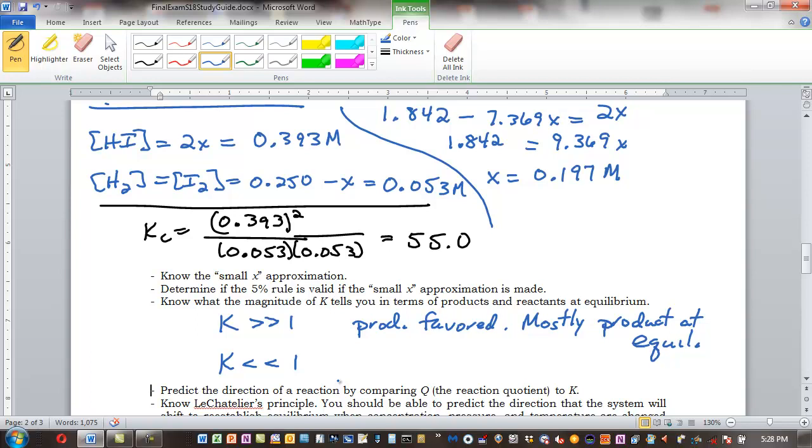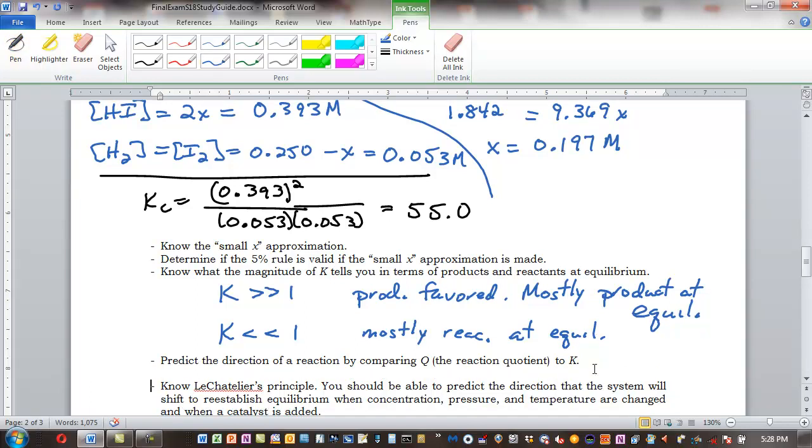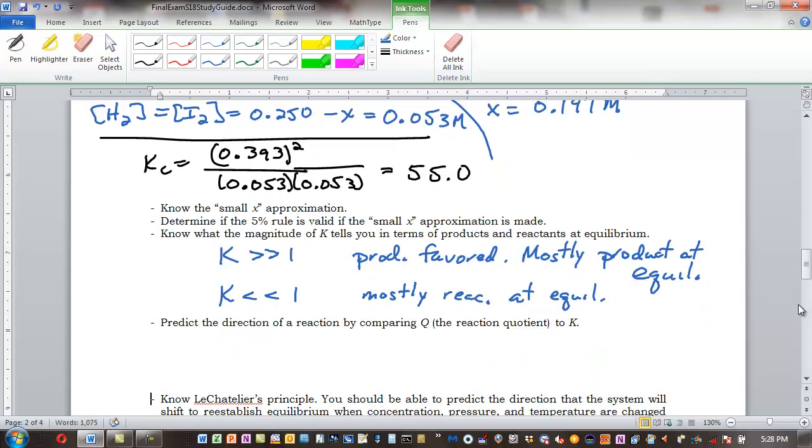what do we have most at equilibrium? Reactants. So reactant favored, mostly reactant at equilibrium. Okay, so make sure the magnitude of K tells you quite a bit, actually.